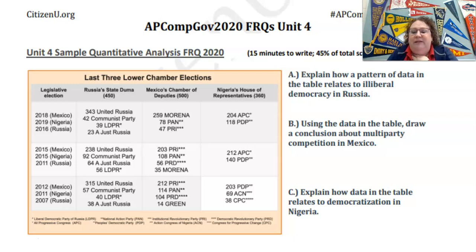Explain how the data in the table relates to democratization in Nigeria. Democratization, of course, is the growth of democracy. You could argue that because the Nigerians use a single member district first past the post election system, that is going to lead to a two-party dominant system. And that's what you see. Look at that, the PDP and the APC really leading there. So as they have become more democratic, they have a two-party dominant system. Okay, so those are just some possible ways to answer that question. And you can check out more for Unit 5 to wrap up everything and review for comparative government.